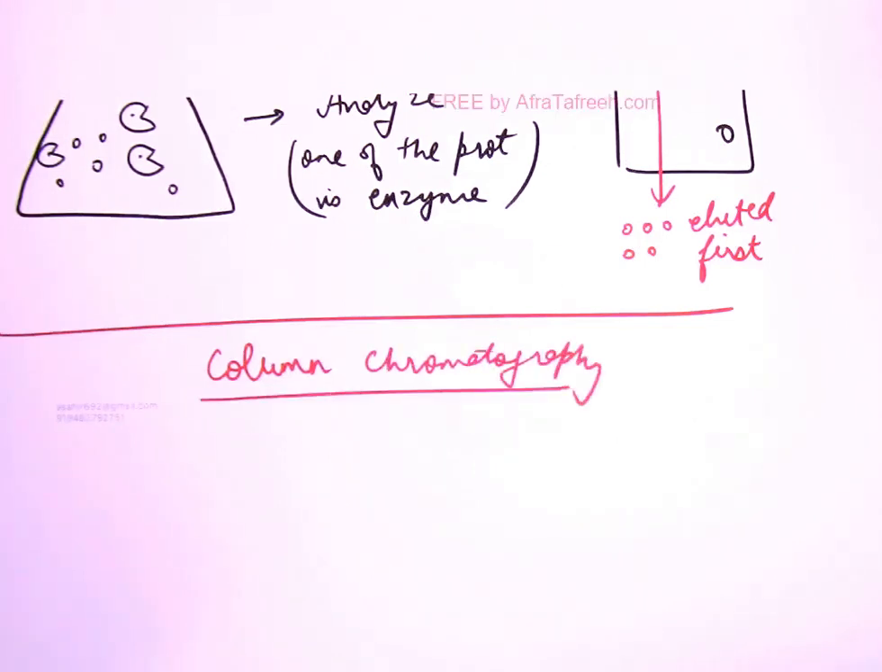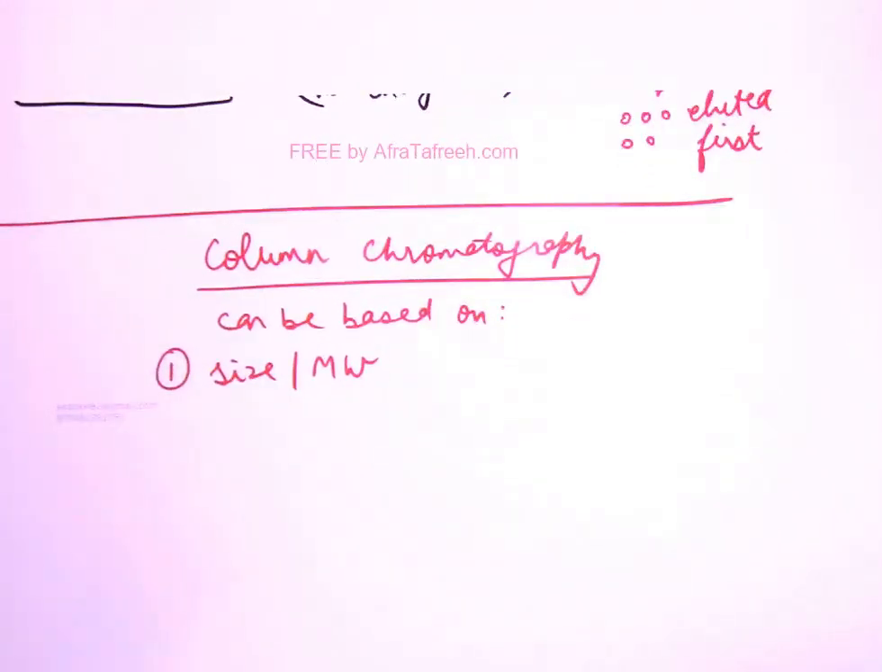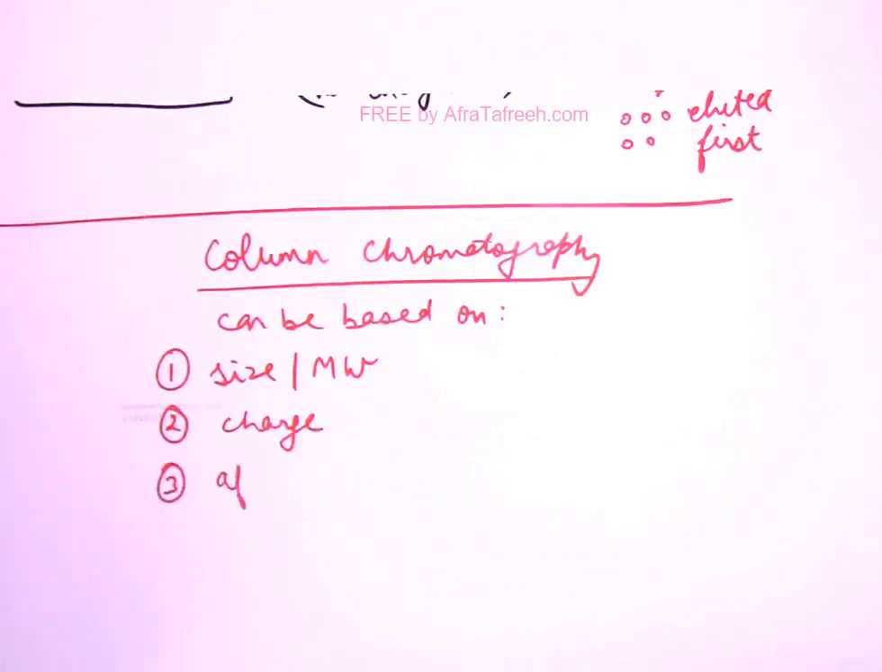So can I say column chromatography can be based on three properties: size or molecular weight. In biochemistry, consider size and molecular weight one and the same thing. It can be based on charge, it can be based on affinity. So this question was asked, column chromatography can be based on which properties, right?